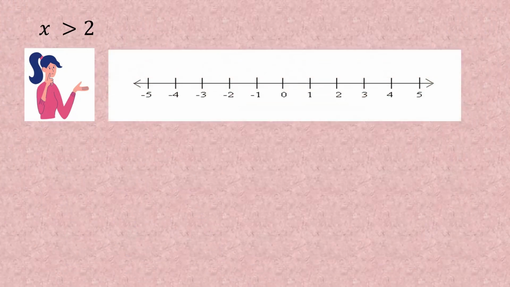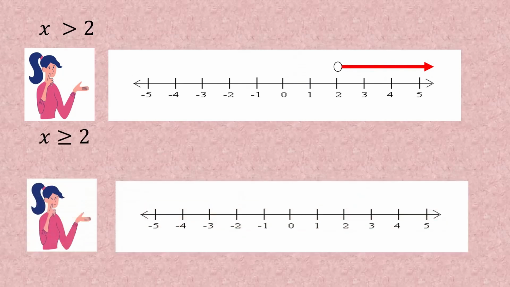So let's move into the mathematics part. When the question says x is greater than 2, how are we going to show it on the number line? There's a number line starting from -5 to +5. Now it's greater than 2, so you put a circle around the 2 and you put the arrow towards the greater side. Let's see the next one.